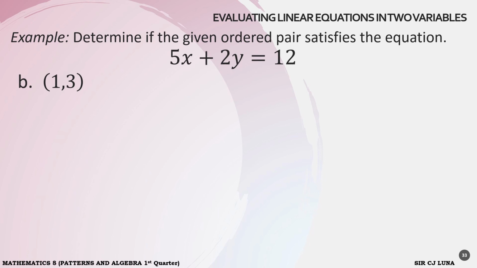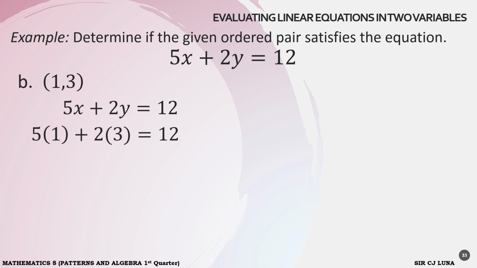How about this ordered pair 1, 3? Will it satisfy the equation 5x plus 2y equals 12? Let's see. So our x is equal to 1 and y is equal to 3. We will substitute their values to our equation. We will have 5 times 1 plus 2 times 3 is equal to 12. 5 times 1 is 5. 2 times 3 equals 6. So we have 5 plus 6 equals 12.